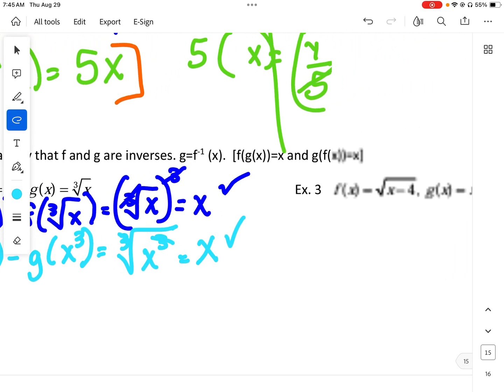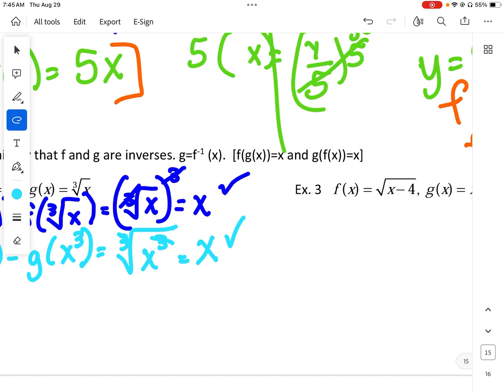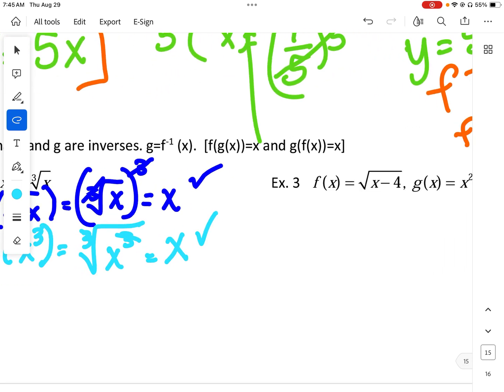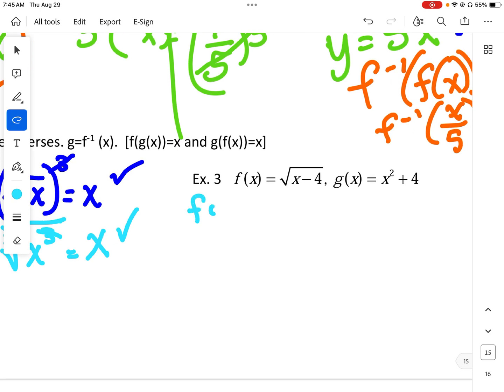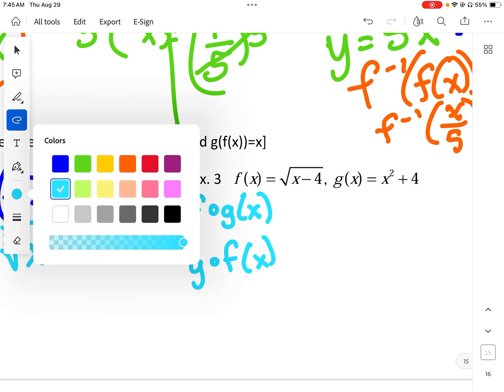Okay, so remember with function composition, it also looks like f of g of x, and then do g of f of x. So we just did the composition. So these are the same thing, just a different way of notating it.